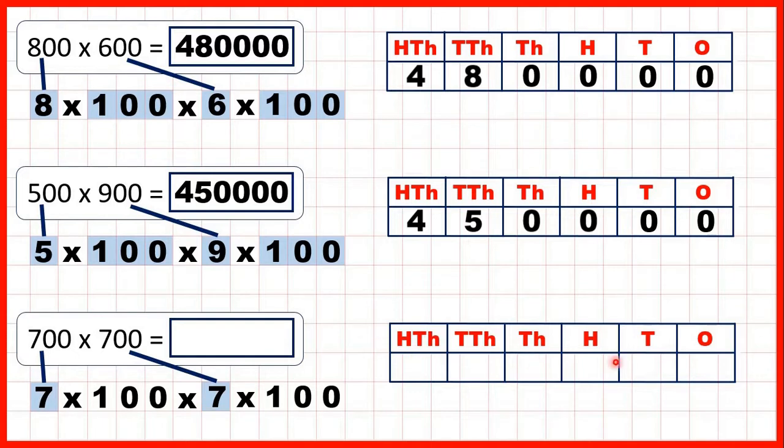Now 700 is 7 times 100, and we're multiplying by 700, so by 7 times 100 again. 7 times 7 is 49. Multiplying by 100 means we put 2 zeros on the end of our number, but then multiplying by 100 again means we need another 2 zeros on the end of our number. And that's why our answer is 7 times 7, but then with 4 zeros on the end.